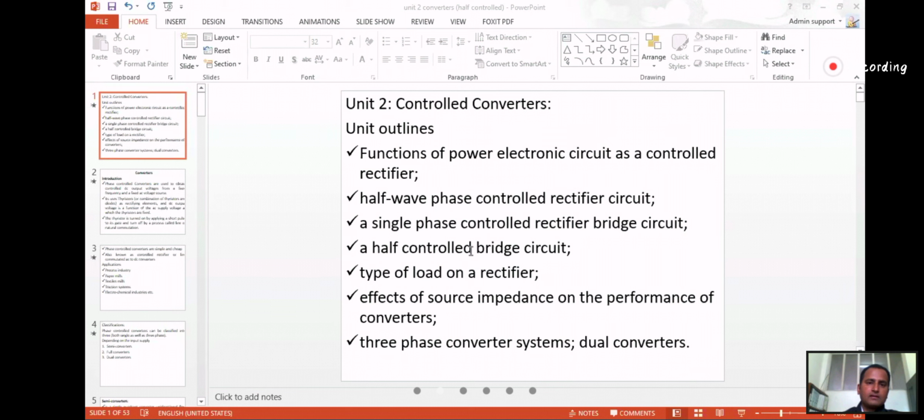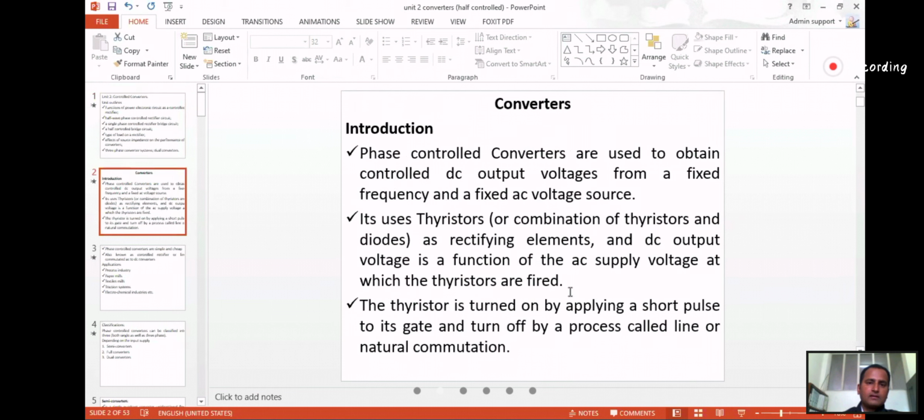Phase control converters are used to obtain the controlled DC output voltage. Because in uncontrolled, the input is fixed and the output will be fixed. But in this case, we will obtain a controlled DC output voltage because we are controlling the input. The input can be controlled by the firing angle, at what angle we are going to fire, means we start conducting this SCR.